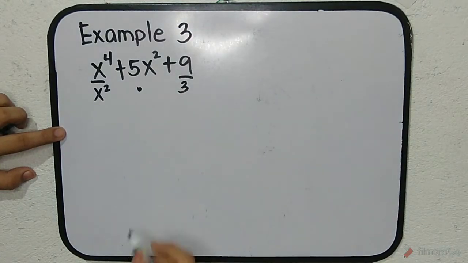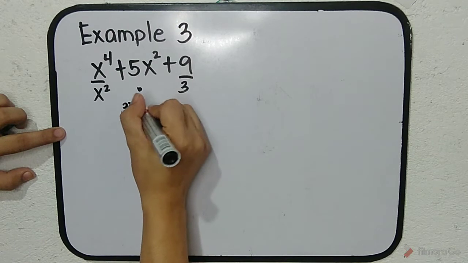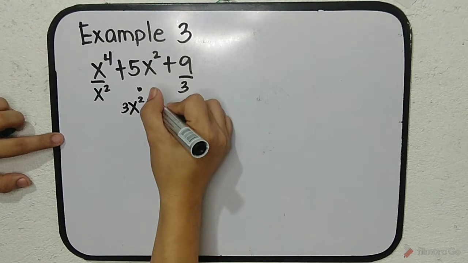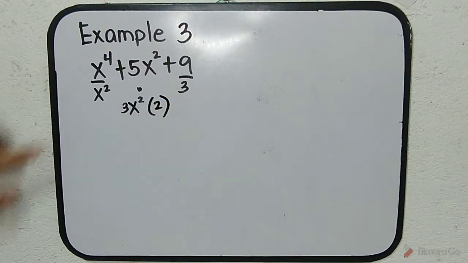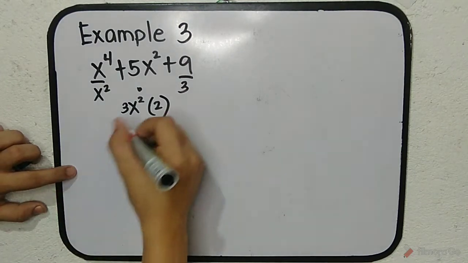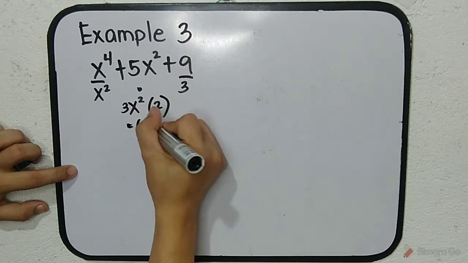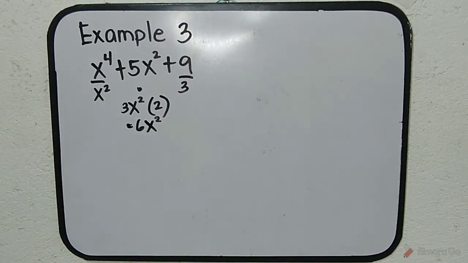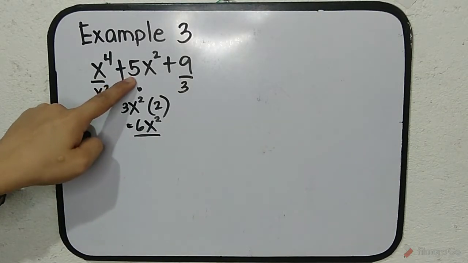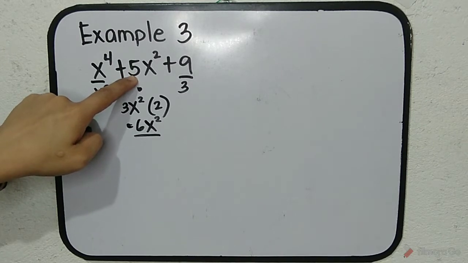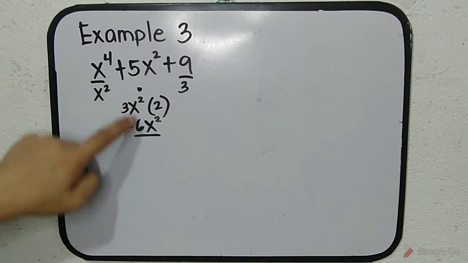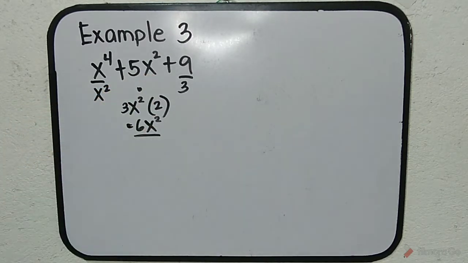And we're going to multiply x squared and 3. So meron tayong 3x raised to the second power. Now, we're going to multiply it by 2. So ganun ulit. So 3x squared times 2. The product is 6x squared. So, dapat pala, ang ating middle term ay 6x squared at hindi 5x squared para masabi natin na perfect square trinomial. So, anong kulang natin sa 5x squared para maging 6x squared?